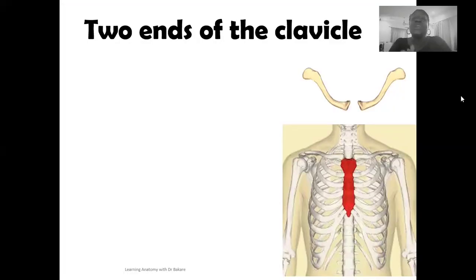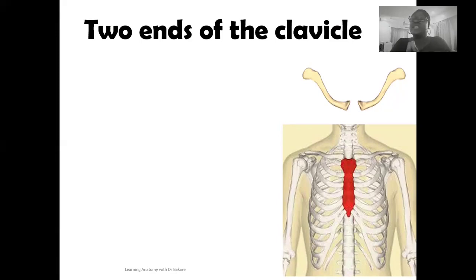Before we go into highlighting the differences between the sternal and the acromial ends of the clavicle, let's try and establish where these two ends are located. The image up here is the clavicle. We have two. We have one on one side and we have the other one on the other side. I've put up a lecture on the clavicle. If you've not checked that lecture out, please kindly go and do so.